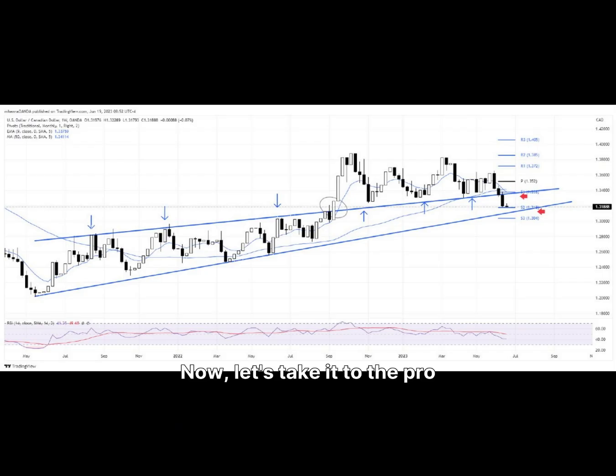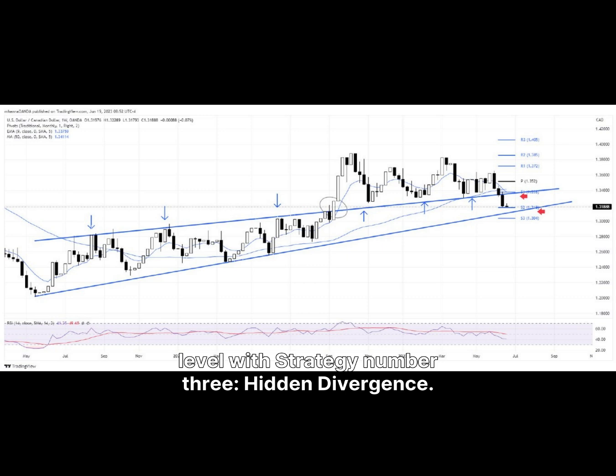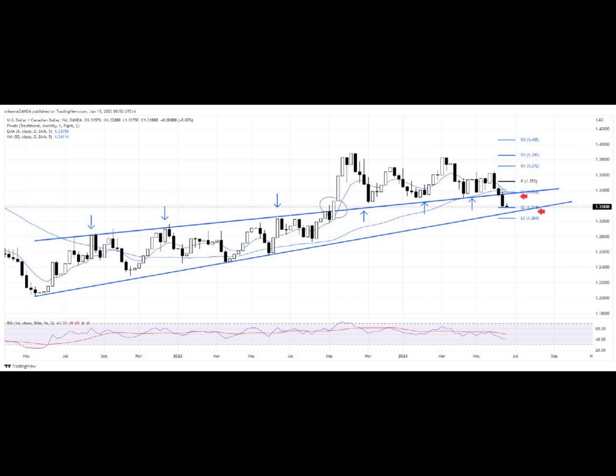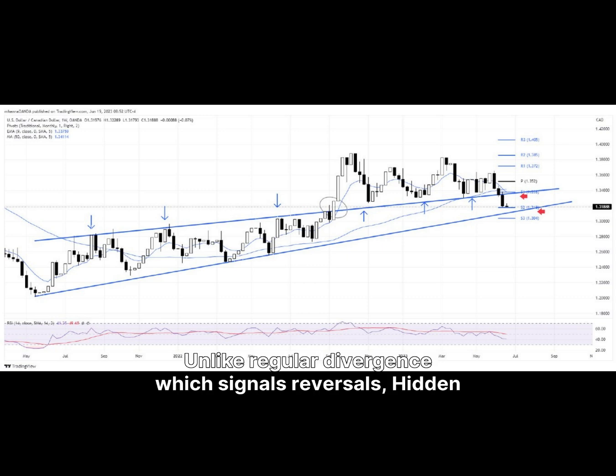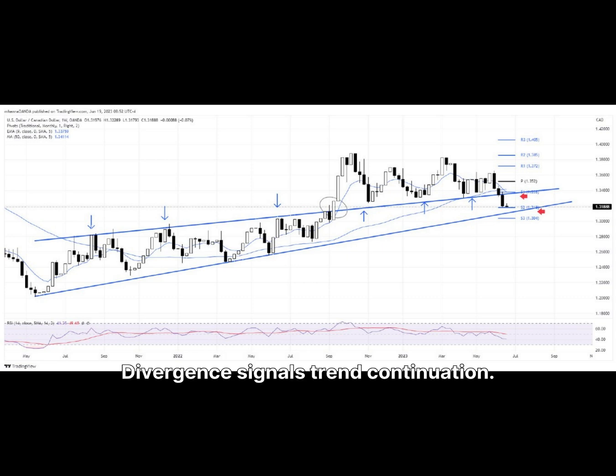Now, let's take it to the pro level with strategy number 3, hidden divergence. Unlike regular divergence, which signals reversals, hidden divergence signals trend continuation. It's my secret weapon for joining strong trends. Hidden bullish divergence occurs in an uptrend when price makes a higher low, but MFI makes a lower low. This tells us the pullback is oversold, but the structure is still bullish, a perfect buy signal.